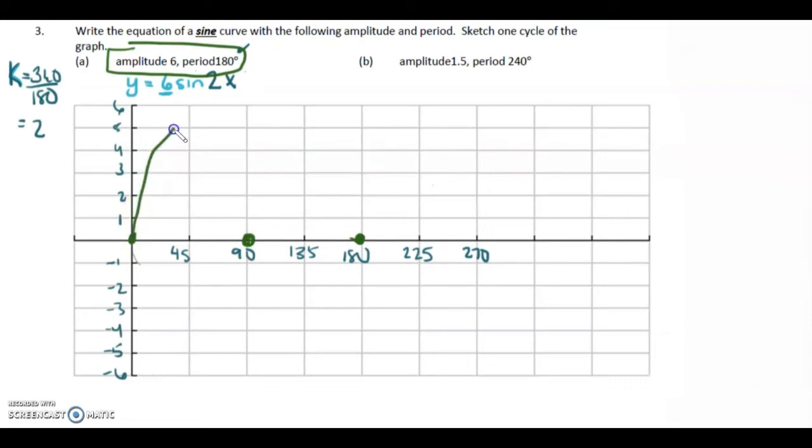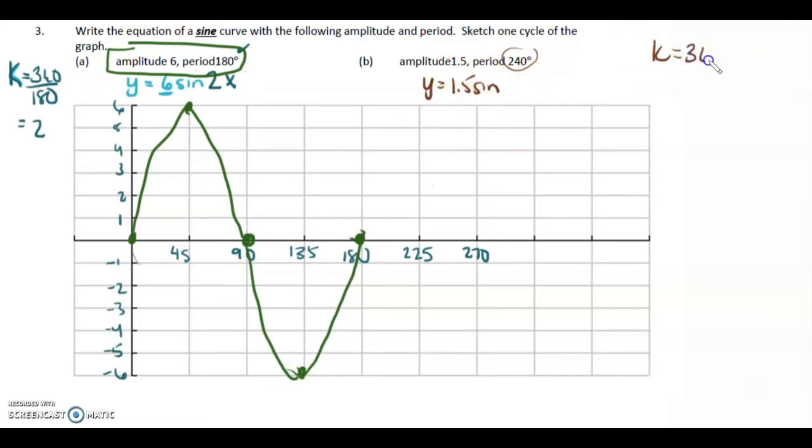Okay. So we go up to 6, and we go back down, and we go down to -6, and then we go back up. Okay, the equation for the second one here, y equals 1.5 sine. Now, a period of 240, our actual value in the equation would be like our 360 divided by 240. And it's 3 over 2. So we get 3 over 2x.